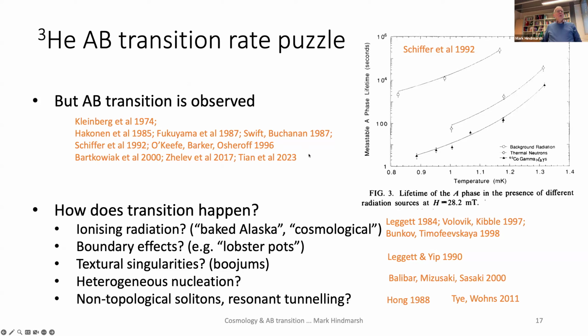So what's going on? How does this transition happen? Of course, an experiment is not a pure and infinite system like the early universe. One of the early things that was understood is that if you bring a radioactive source up to the system, here they brought up some cobalt for gamma rays and some thermal neutrons as well, you can increase the transition rate. So certainly, ionizing radiation can cause a transition.